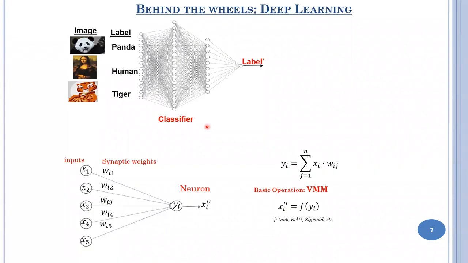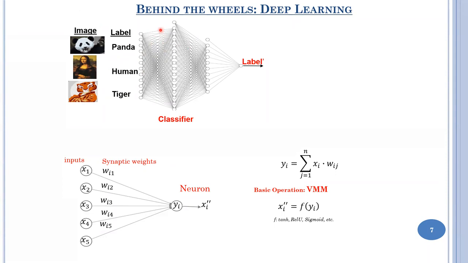So how you choose these weights is by that process which is called training. What you do first is you have something called your training set. In the training set, you know the image and you know the corresponding label. So you know that this image belongs to a panda, this image belongs to a human, this image belongs to a tiger. So during training, what we do is first initialize these weights to some random value.